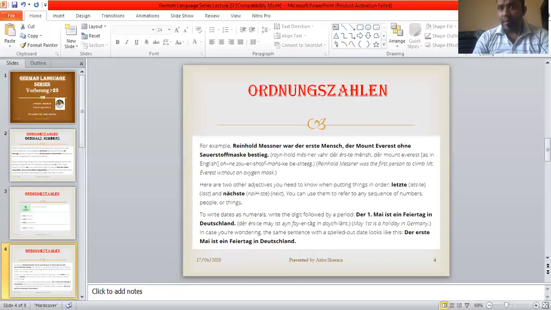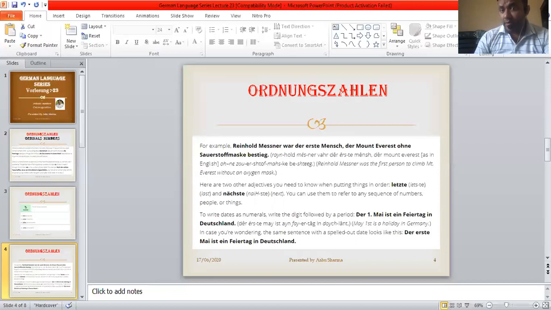Here are two other adjectives you need to know when putting things in order: letzte, last, and nächste, next. This is the way you generally use ordinals as well. You can use them to refer to any sequence of numbers, people, or things. This is very significant. To write dates and numerals, write the digits followed by a period.